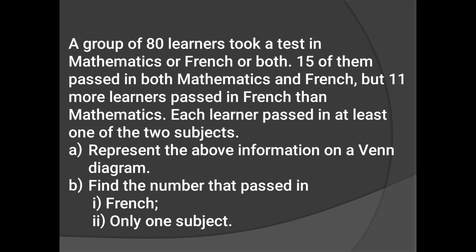So it says A, represent the above information on a Venn diagram. B, find the number that passed in I, French, I, only one subject. Right, now, before we look at 11 more learners passed in French than mathematics, this is what I'm saying. Now, the first part, which is the A, is saying we should represent the above information on a Venn diagram. So the question itself is demanding that we do it. So we know every student is going to do it.